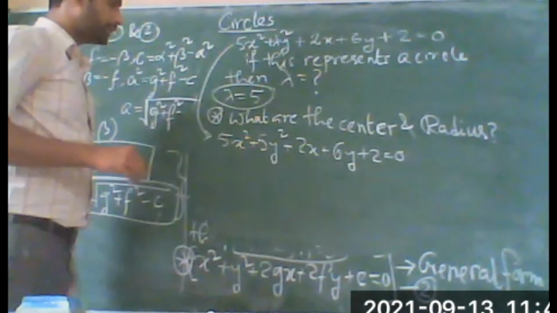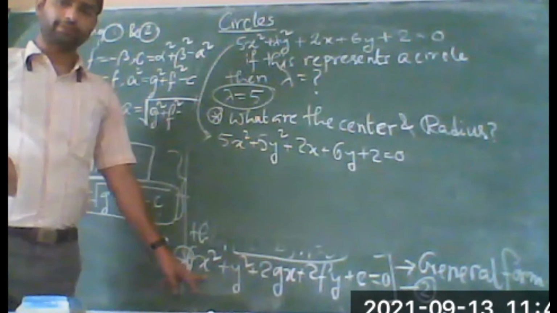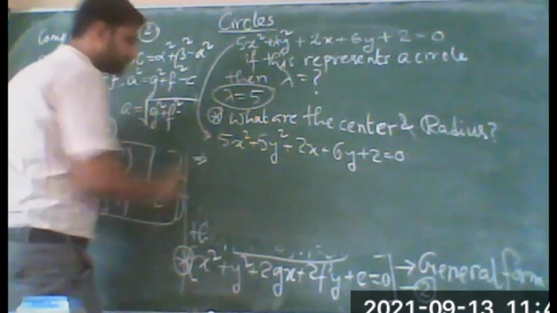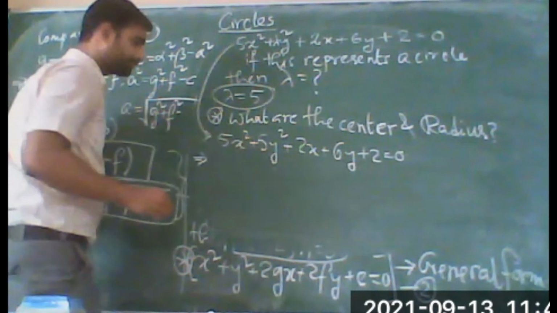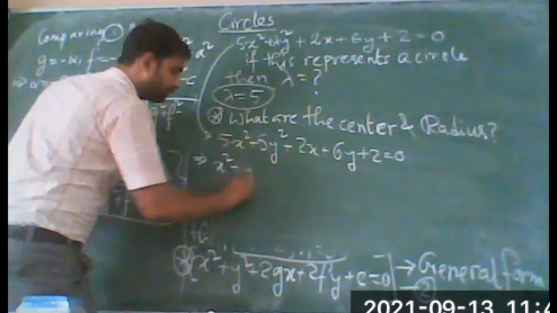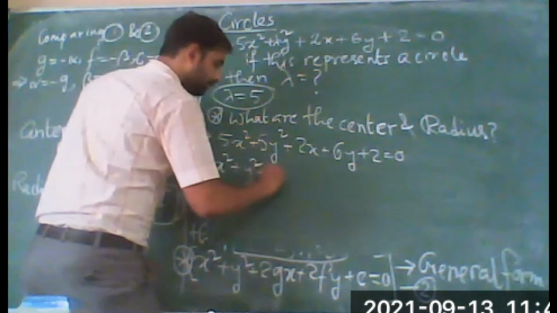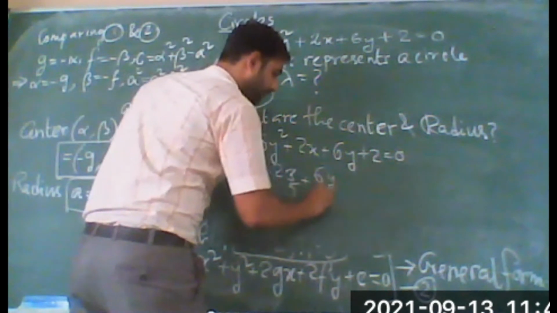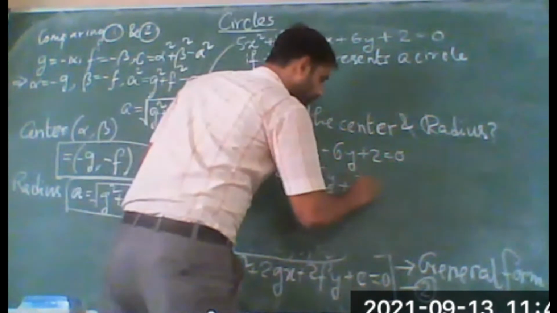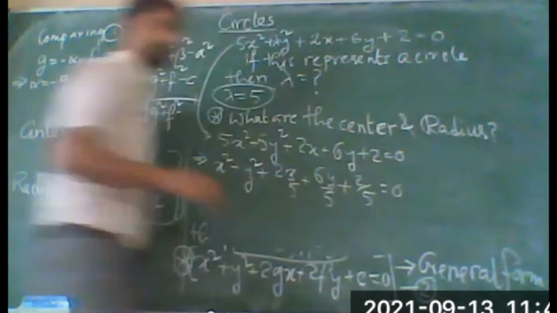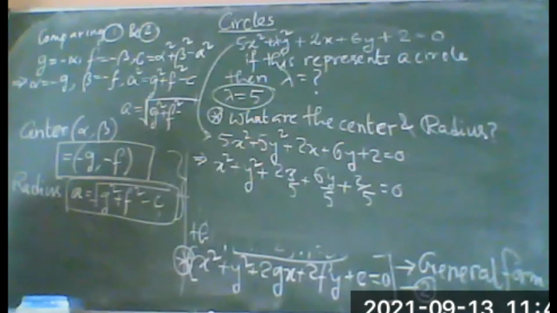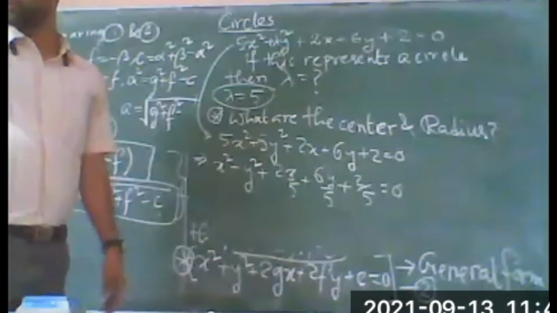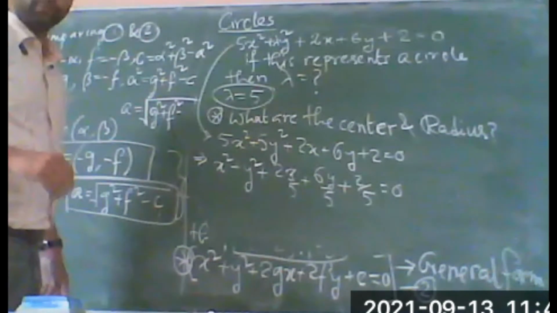Now here you see we need this form x square plus y square, but here there is a 5. So we need to divide it by 5 so that this becomes x square plus y square. So dividing by 5 we can write x square plus y square plus 2x by 5 plus 6y by 5 plus 2 by 5 is equal to 0.